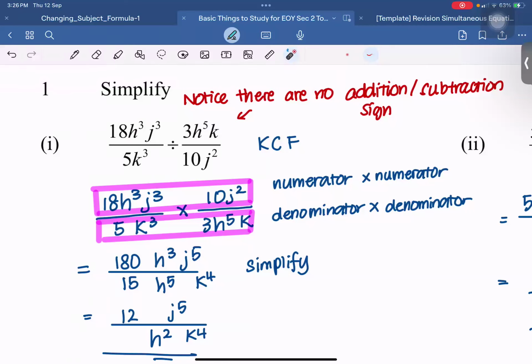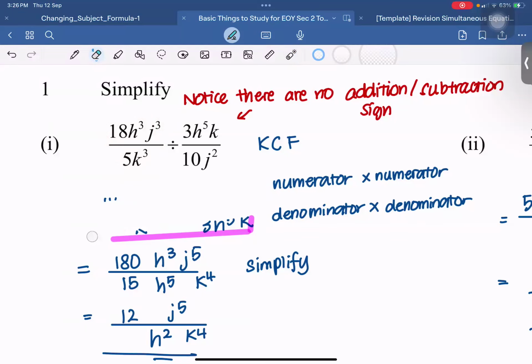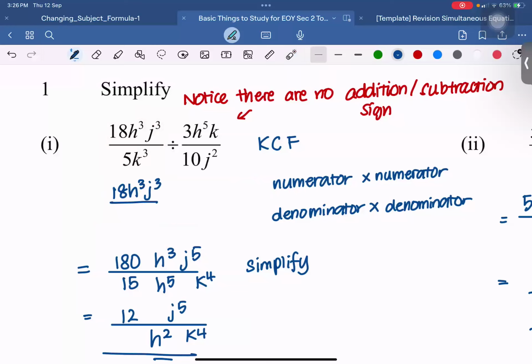So what we do when there's a division is keep, change, flip. I keep this the same, so I'm going to have 18h cubed j cubed. Flip this, change the division into multiplication. Flip the fraction, 10j squared over 3h^5k. I know a lot of students will start to do cancellation, but you must be very careful.